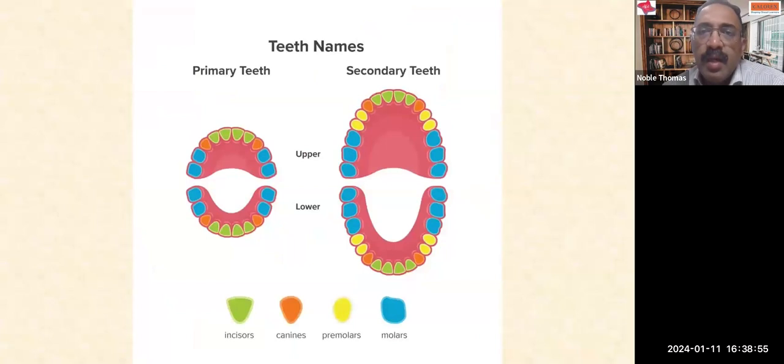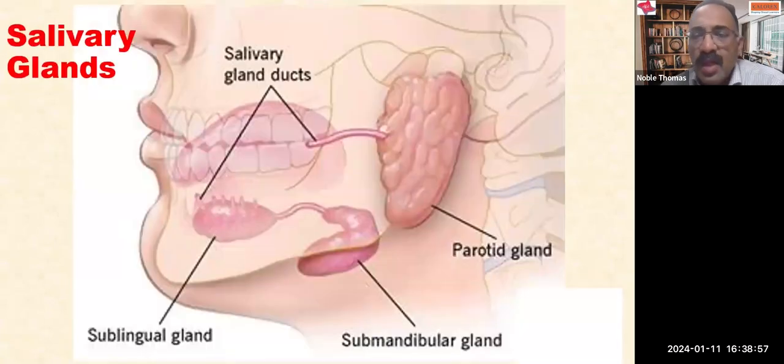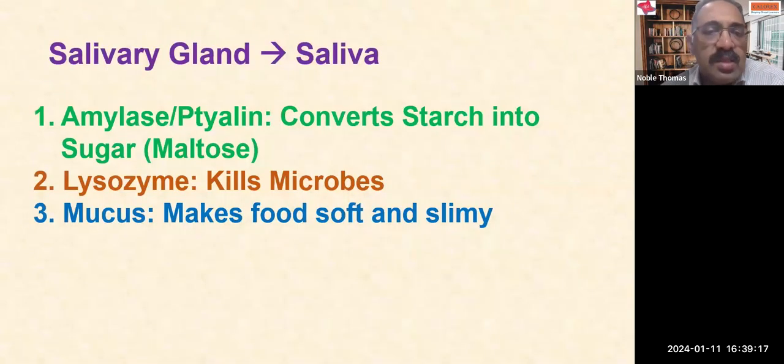Teeth and this thing, and then comes saliva. Salivary glands. There are three pairs of salivary glands in the mouth or in the buccal cavity, and they produce a chemical called the saliva, and saliva contains some chemicals. It contains many chemicals in it. It contains lysozymes for killing the bacteria. It contains amylase.